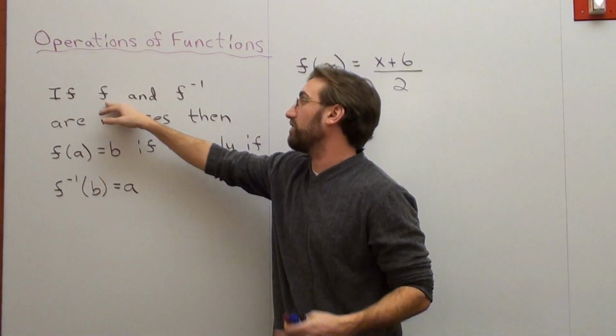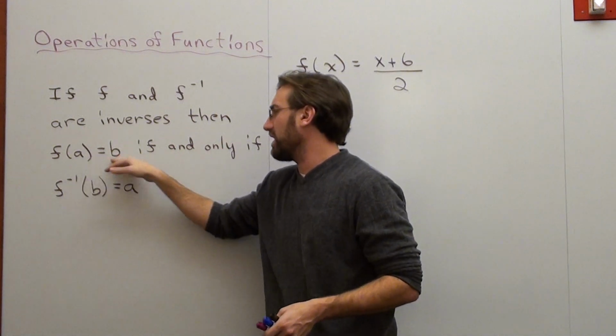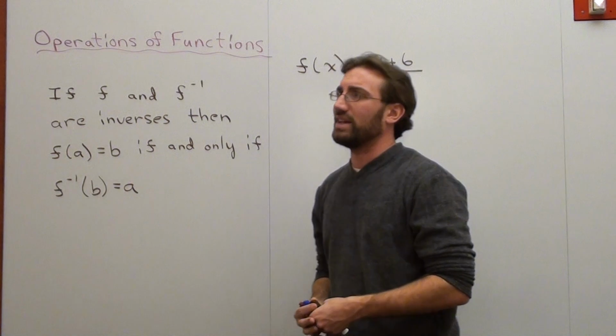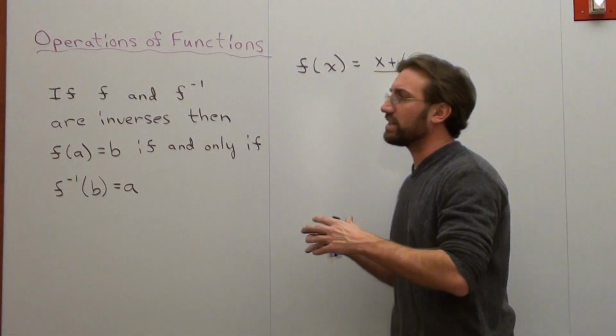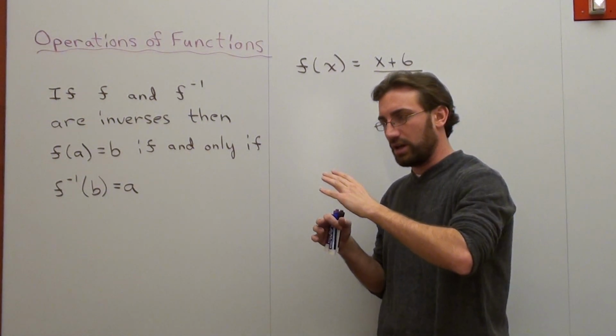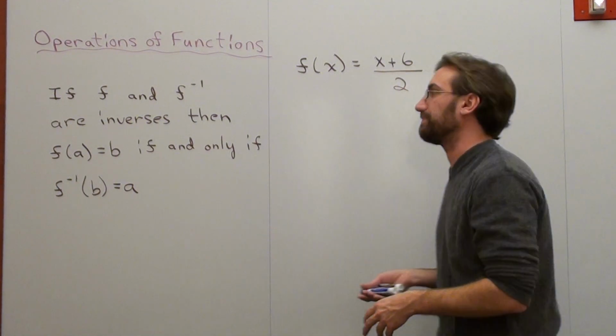If a function f and f inverse are inverses, then f of a equals b if and only if f inverse of b equals a. Now that's a little hard to digest, but what I want to do is show you something. Basically, if you can reflect a graph on the graph y equals x, if you can mirror it, that's an inverse function.